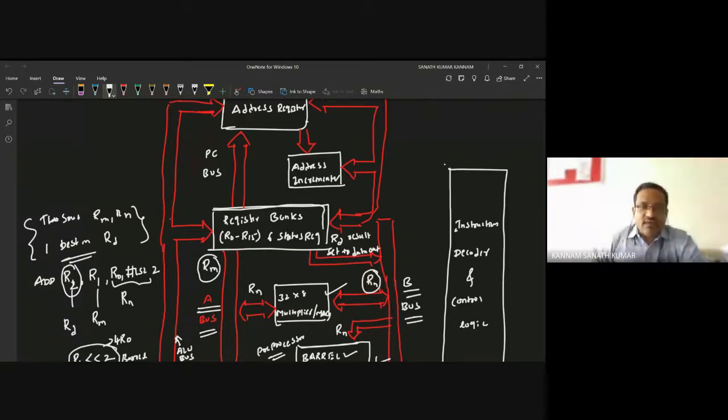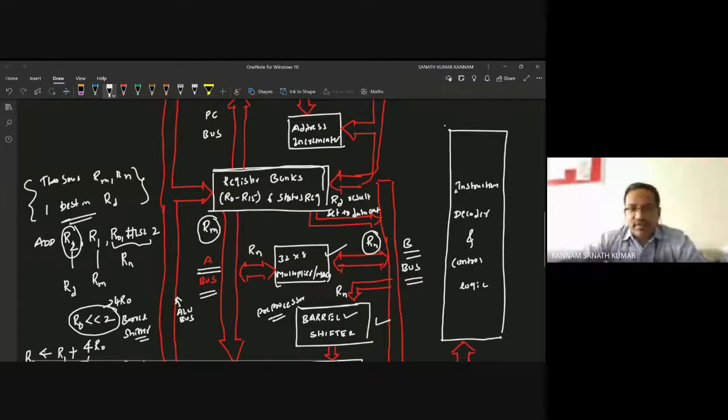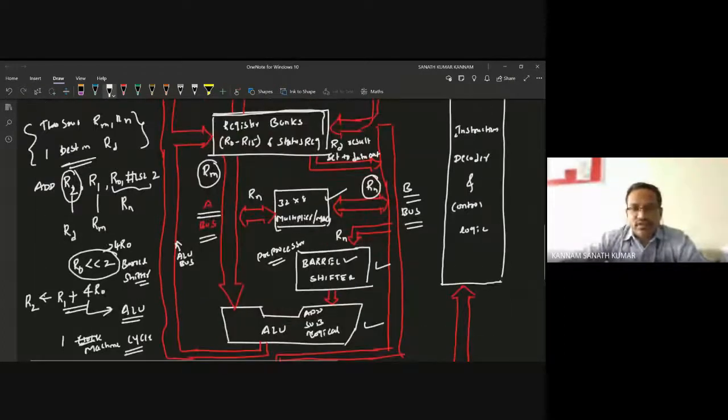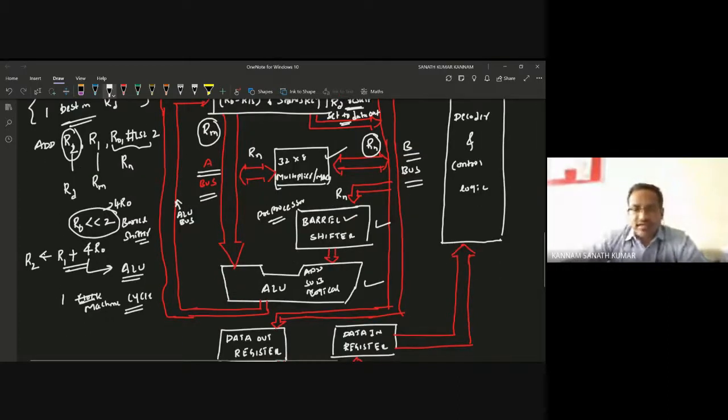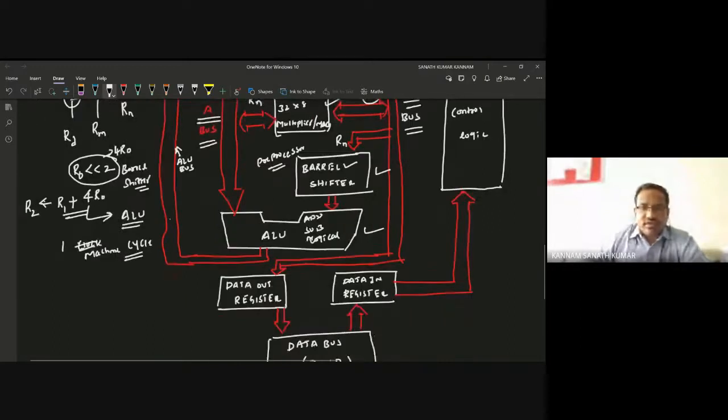After the result is stored in the destination register, it goes through the B bus. The result RD is sent through the B bus, then through the data out, and is placed on the data bus. Like this, the processing happens. If you understand the operation, this diagram is easy.